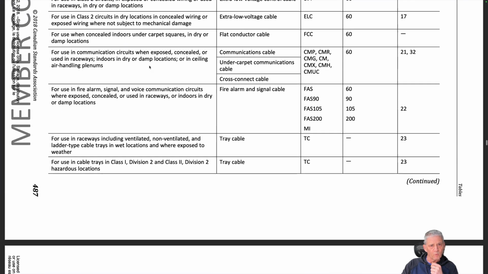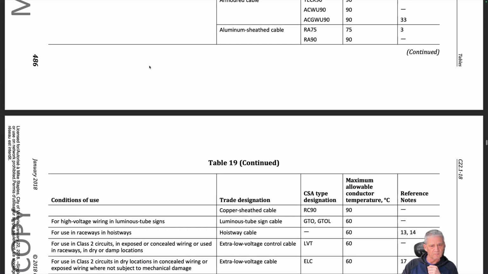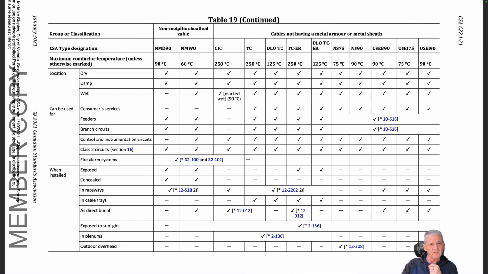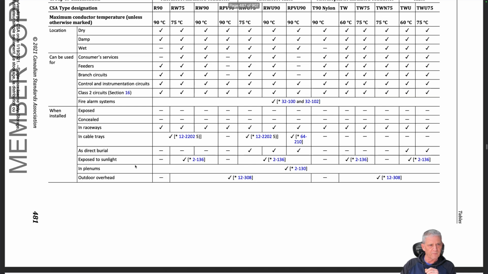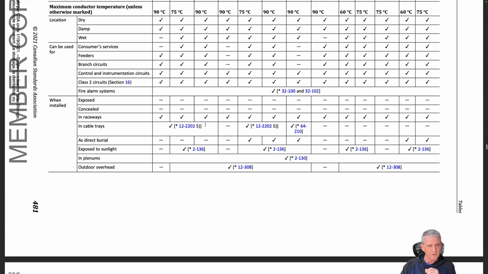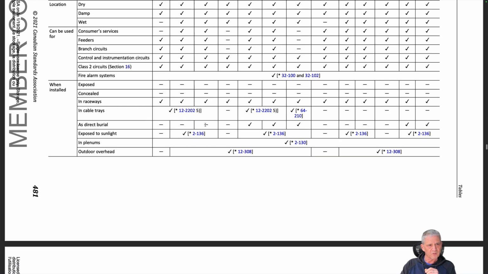Now, we can look at that and say, okay, well, how is this? Oh, one more table over. Table 19, so non-metallic sheath cable. I only have to look at this one page because not only is every page the same across the top, the 3 rows, but these 2 columns are identical on every page. Just look at that. I'm going to hide it up at the top here. We're just going to look at location, can be used for, and when installed.